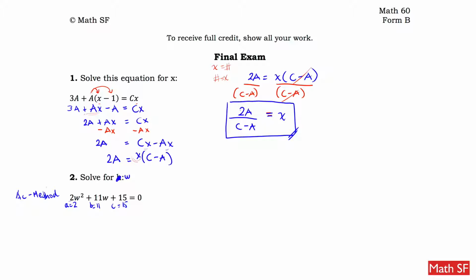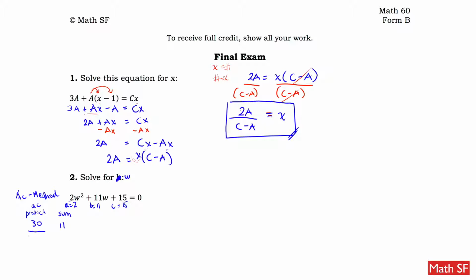The AC method says that you need to look for a number that gives you the product of AC, and the product of AC is 2 times 15, which is 30, and it has to give you the sum of B, which is 11. So let's look for two numbers that multiply to 30 and add up to 11.